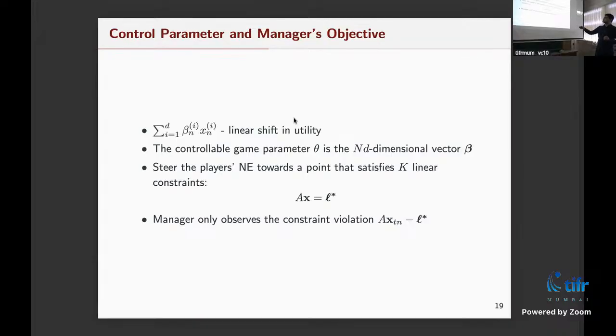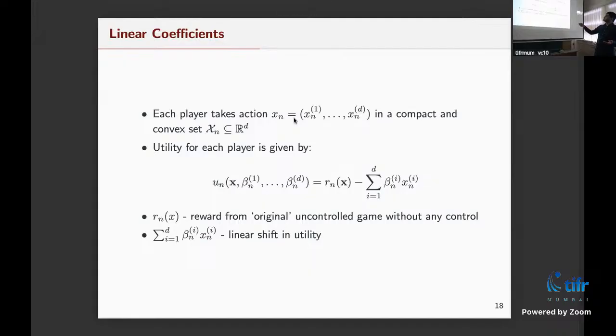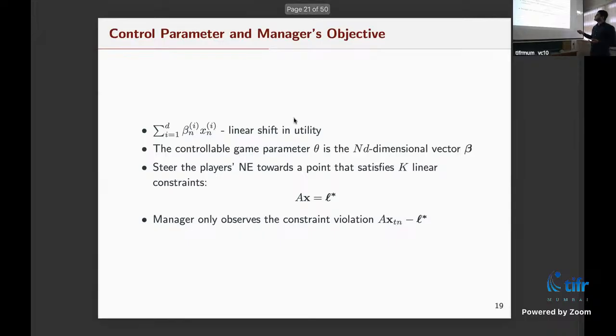So this beta that you see, if you stack them all up, the nd-dimensional vector is the parameter theta. What is n? N is the number of players, and what is d? D is the number of dimensions in each player's actions. So the nd-dimensional vector beta is what the manager is controlling.